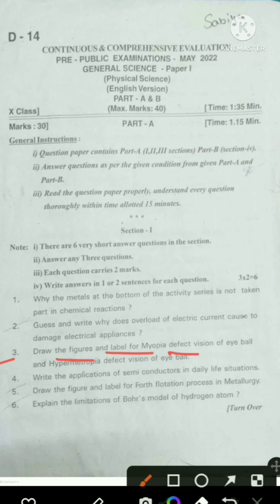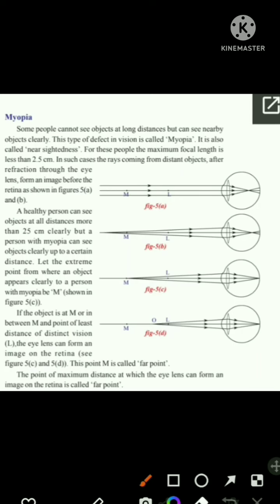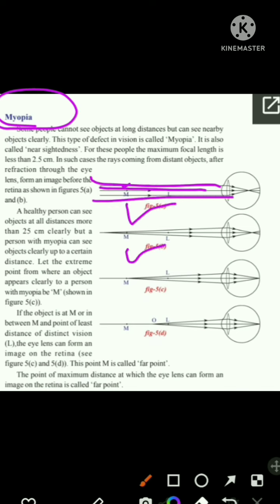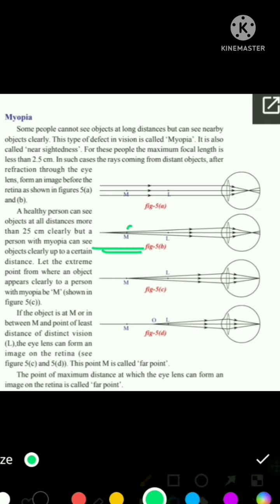Draw the figures and label for myopia defect of vision of eyeball and hypermetropia defect of vision of eyeball. Myopia and hypermetropia. For myopia, it's asking defect of vision, which means I have to draw only figure 5A and figure 5B. In figure 5A, we can see the rays are parallel. We have a point M that is called the far point, and L, the point of least distance of distinct vision, and the image is formed before the retina, as you can see.